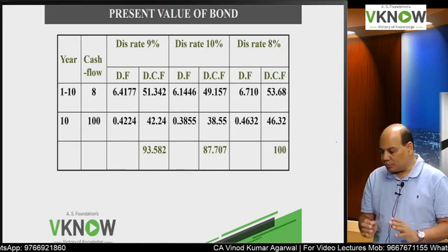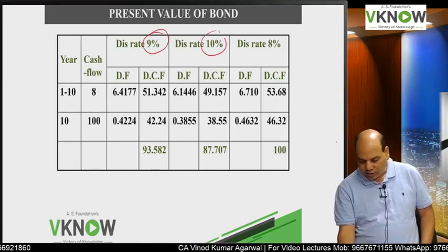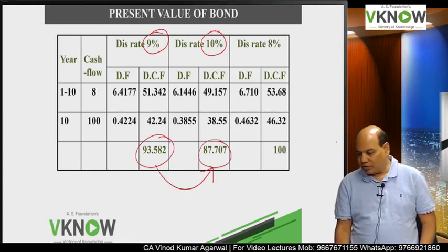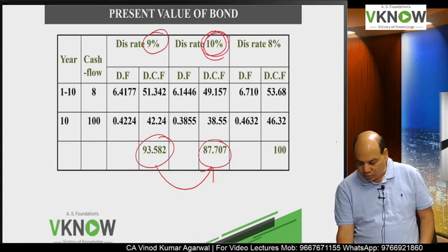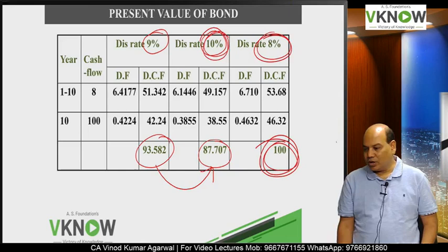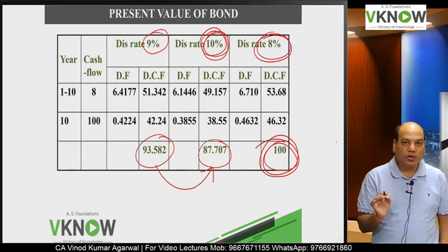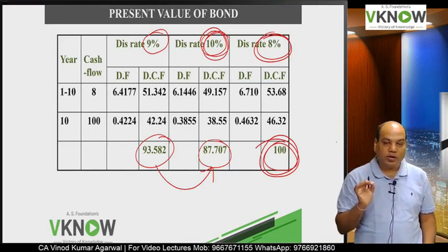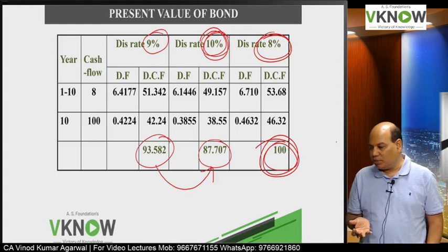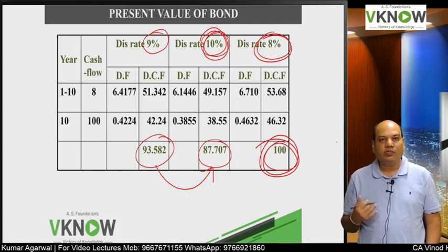Now you see the observation: when discount rate has increased, bond price has decreased. When discount rate has decreased, bond price has increased. So that proves my theorem number 1, that the price of the bond is inversely related to yield to maturity, and that is a simple thing. In present value, the higher the discount rate you take, the lower will be the present value.